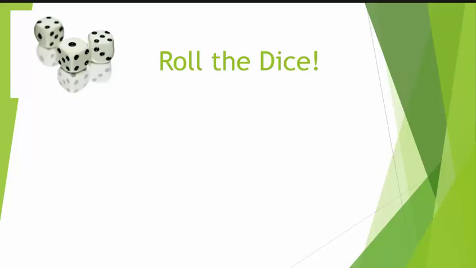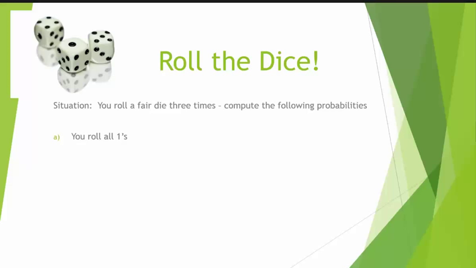Okay, in this video, we're going to look at probability in a particular situation where we are rolling 3 dice. The situation is you roll a fair die 3 times and you need to compute the following probabilities. First, what is the probability that you roll all ones? What about if you roll all odd numbers?